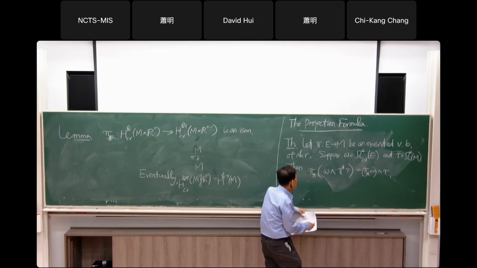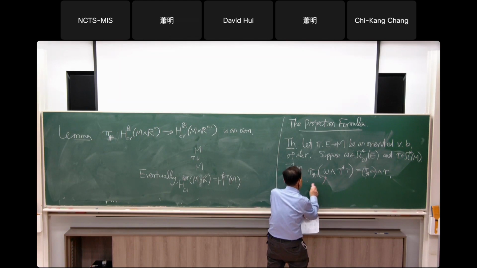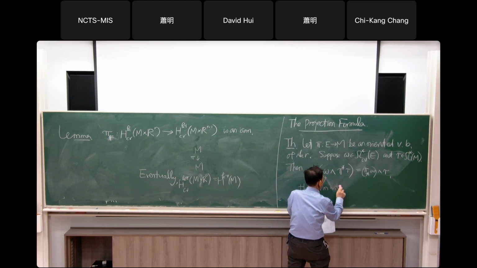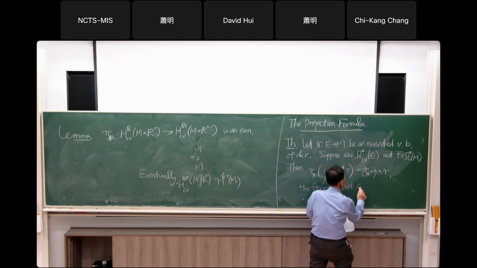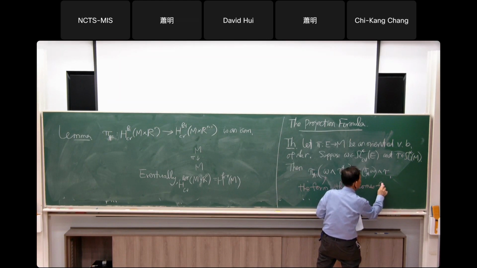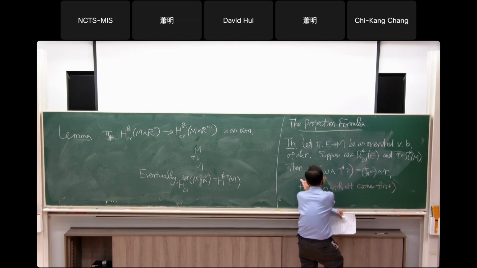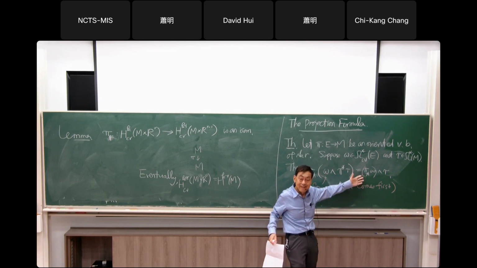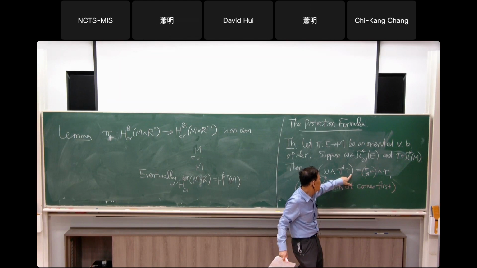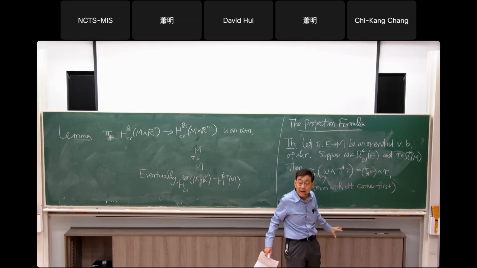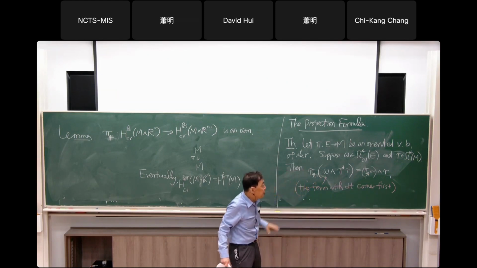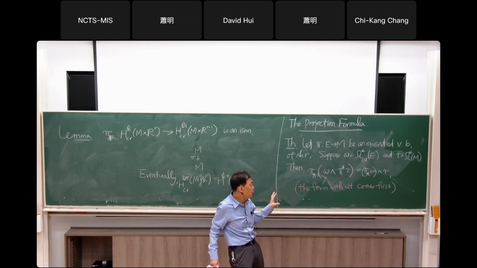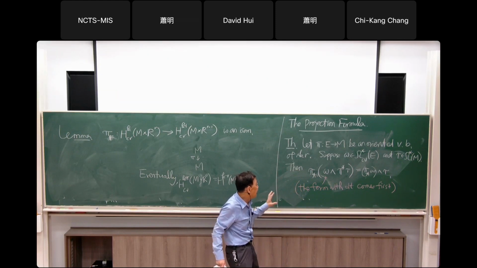In this formula, the form with dt has to come first. If it comes first, then you don't have a sign. But if you put it behind the form without the dt, then there will be a sign. So in general, always put the form with dt first.